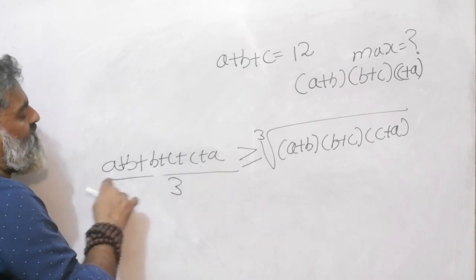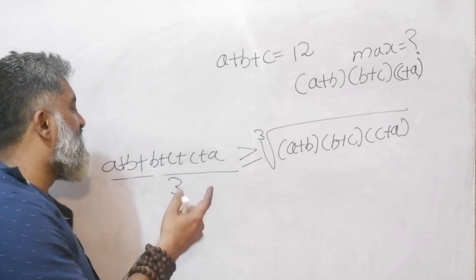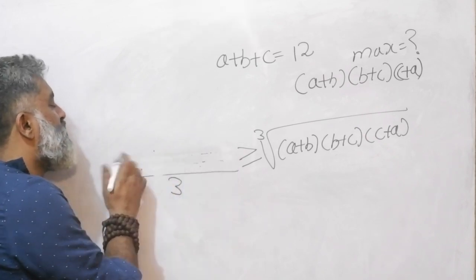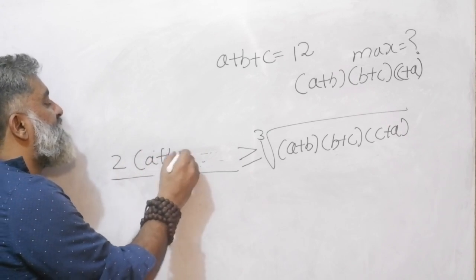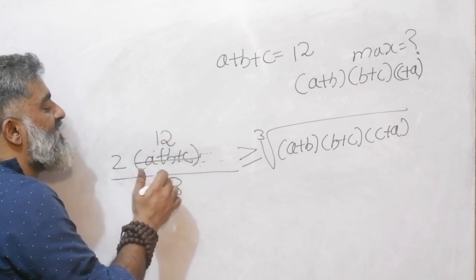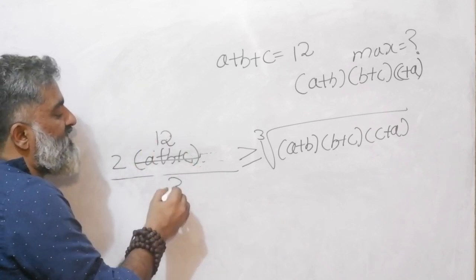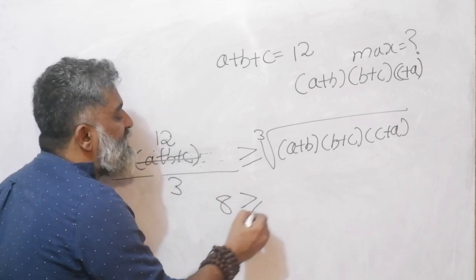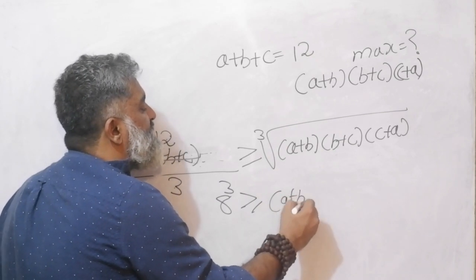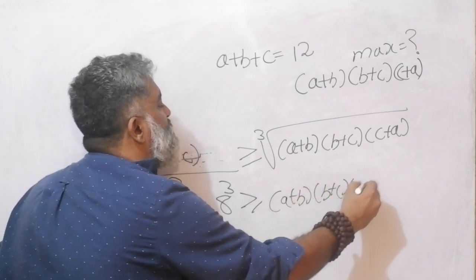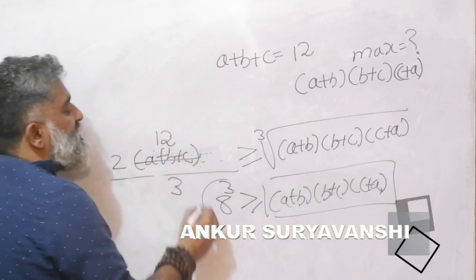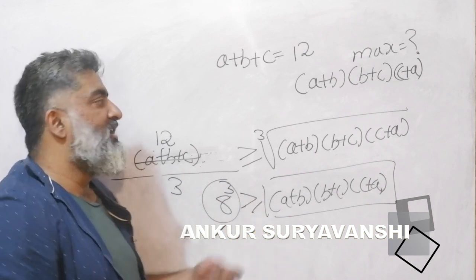Now if I observe this, and these kinds of questions can now be done orally, if I observe this 2b, 2c, 2a, this is nothing but twice of a plus b plus c. And now the problem is done. Instead of a plus b plus c, you can put a 12. 2 into 12 is 24. 24 divided by 3 is 8. 8 is greater than or equal to the cube root of this. So 8 cubed, and then a plus b into b plus c into c plus a. So the maximum value of this product is 8 cubed, or whatever that value works out as.